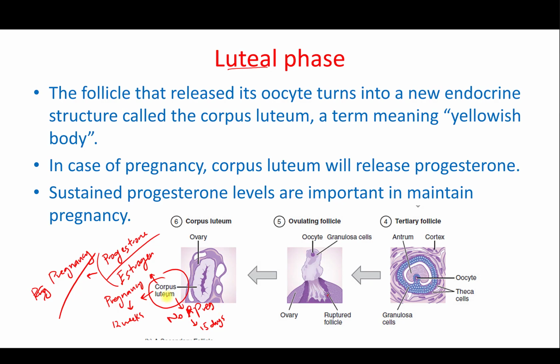So the corpus luteum, again, is the leftover of the follicle after it has released its egg. It's critical because it will start to produce hormones. Those hormones are important in maintaining a pregnancy. So if there is a fertilization, the corpus luteum will keep secreting those hormones up to 12 weeks. After that, the placenta will take this role, but if there is no pregnancy, it will die after 15 days.